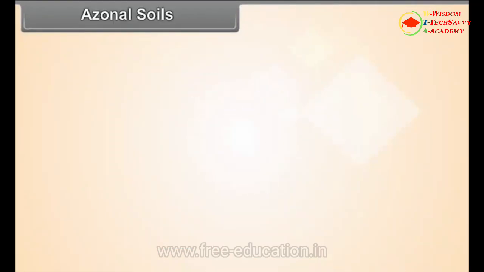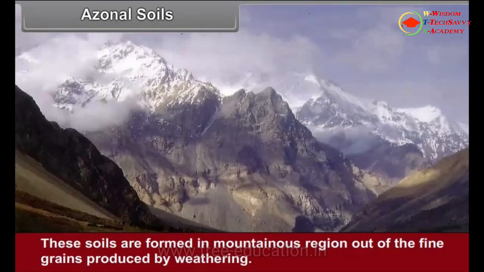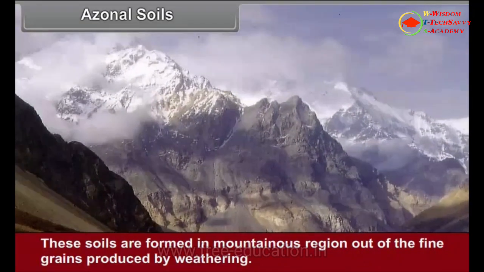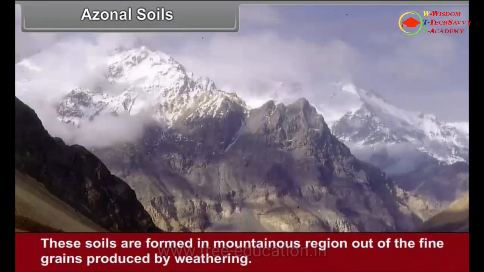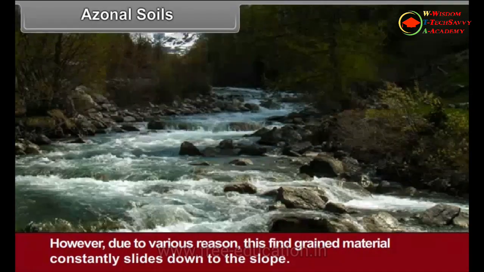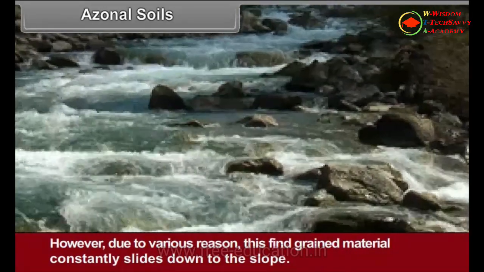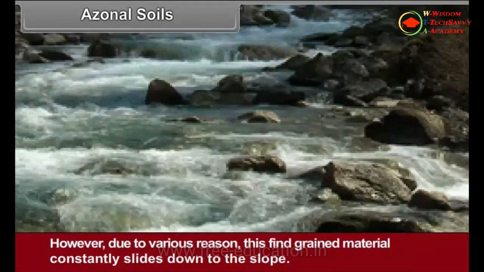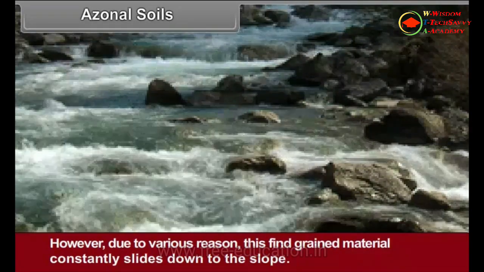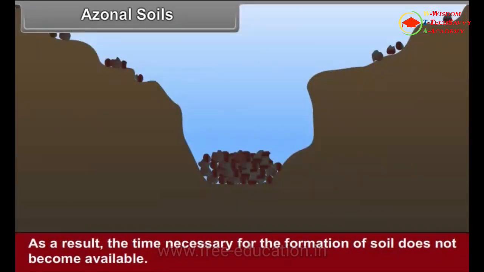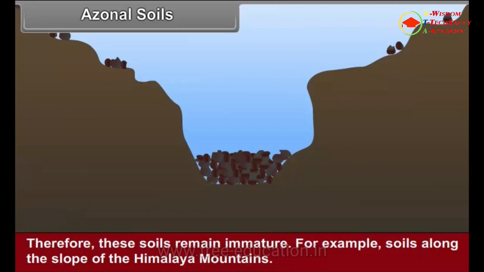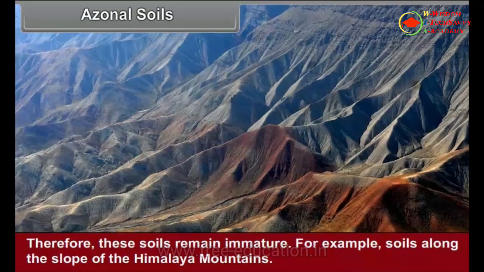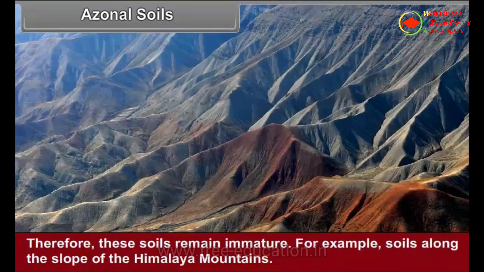Azonal soils. These soils are formed in mountainous regions out of the fine grains produced by weathering. However, due to various reasons, this fine-grained material constantly slides down the slope. As a result, the time necessary for formation of soils does not become available. Therefore, these soils remain immature. For example, soils along the slopes of the Himalaya mountains.